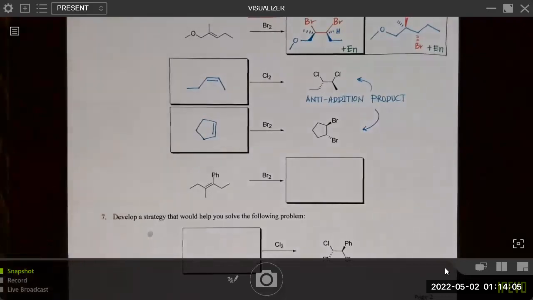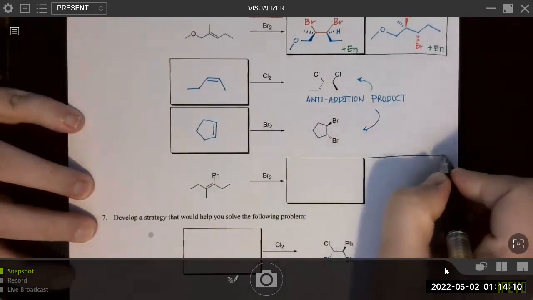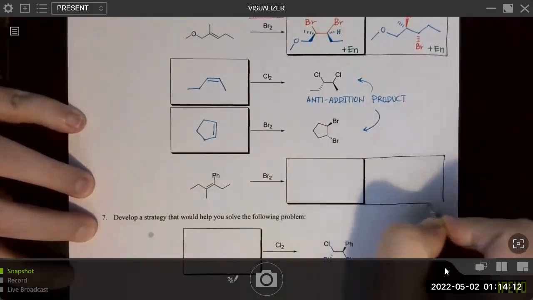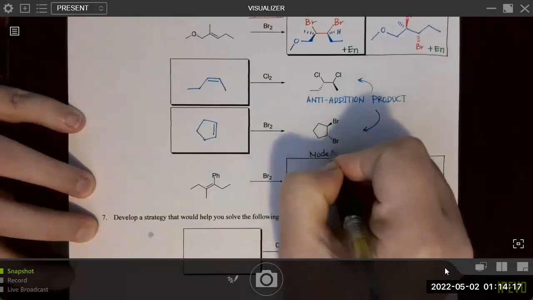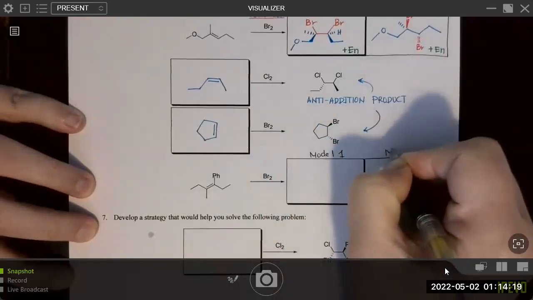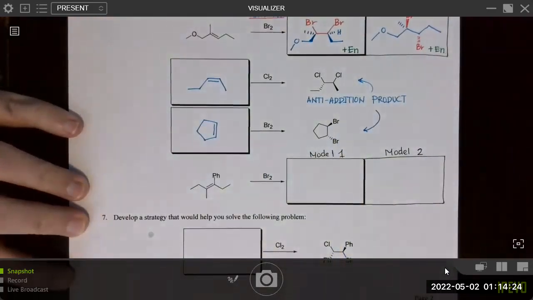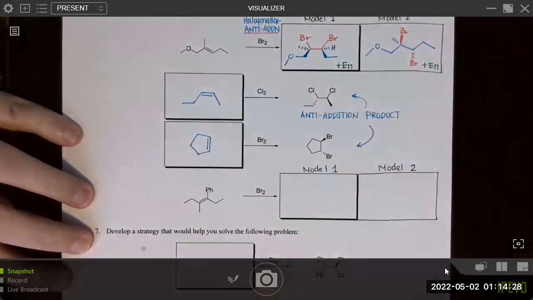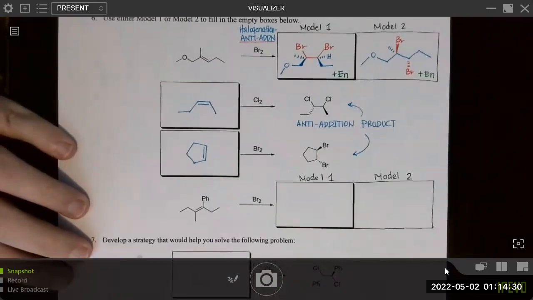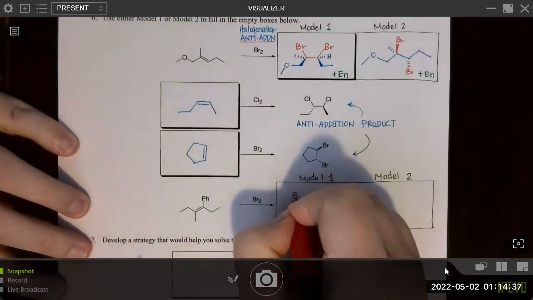Okay, so same thing for this one, right? We want to draw it with model 1 and model 2, just so that they're both in the answer. Remember, you have to just pick your favorite way to do it. But it would be even better if you really understood both ways. That way, no matter which way the product is given to you, you can recognize it for a multiple choice example. Okay, so let's go ahead and draw anti-addition again.